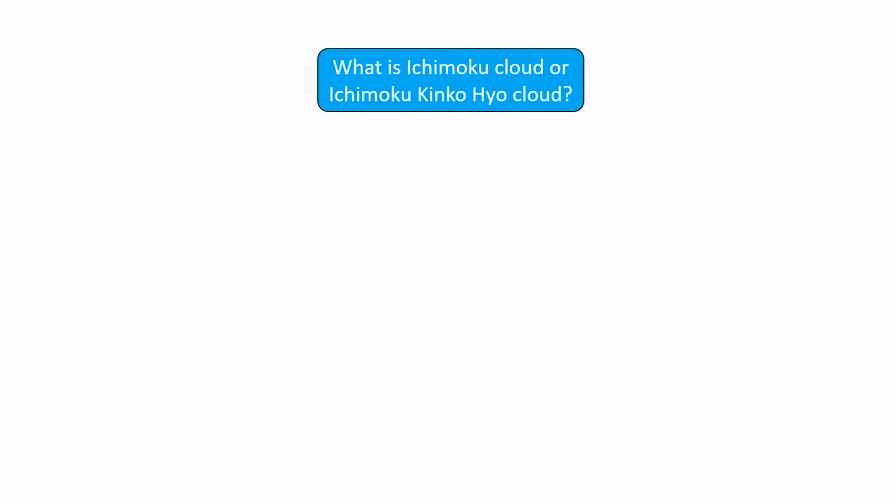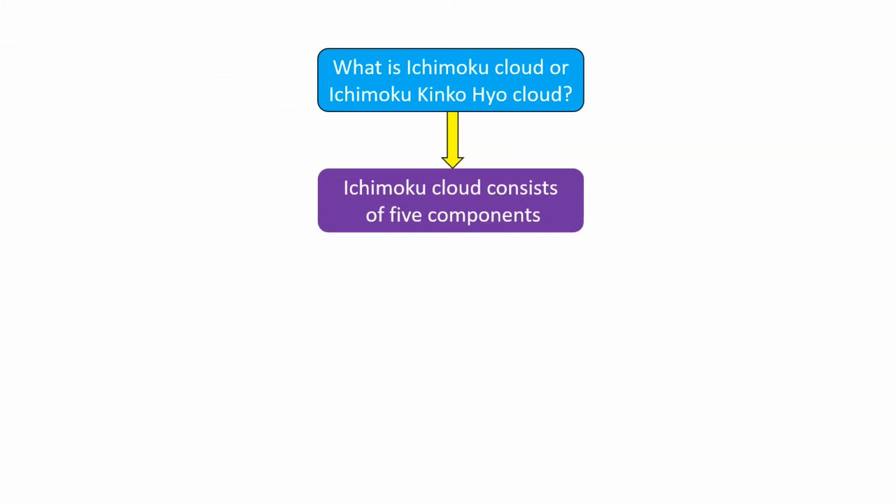What is the Ichimoku Cloud or Ichimoku Kinko Hyo Cloud? The Ichimoku Cloud is one of the best and most versatile indicators that identifies trend direction and momentum, and provides accurate, well-defined buy and sell signals with a high probability. It is straightforward, and it can also define support and resistance levels and predict future price movement.